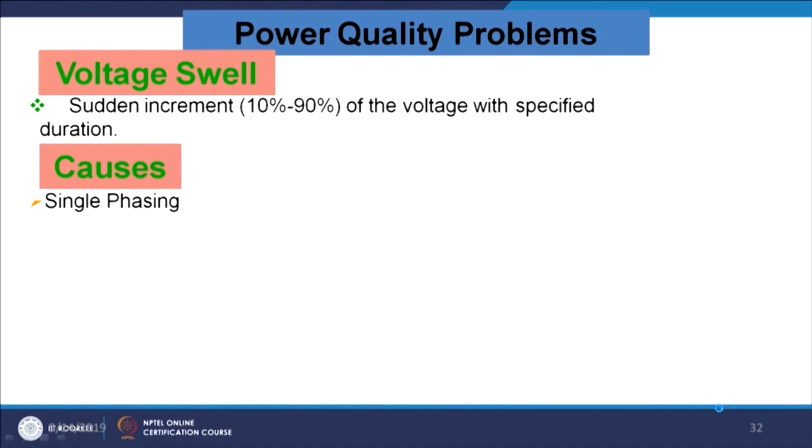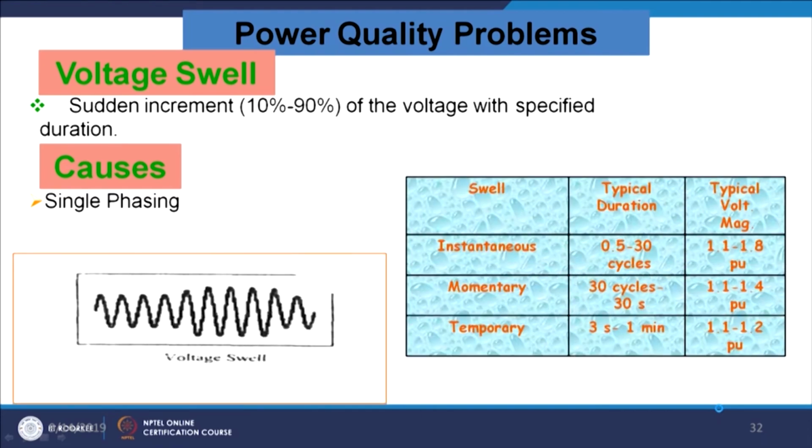So, swell is again the same thing, just the opposite of the sag. It is a rise in the voltage, a sudden increment of the voltage to 10% to 90%. This is an example of the swelling of the voltage. Again, it will be the same: 0.5 to 30 cycles we say instantaneous. If it is 30 cycles to 30 seconds we call it momentary, and otherwise it is called temporary.